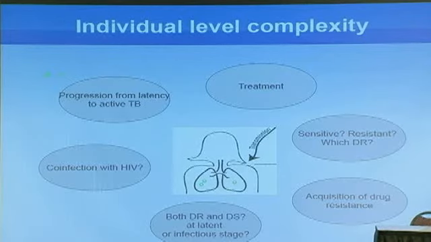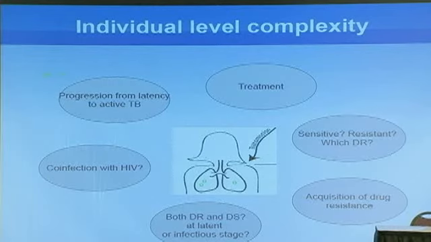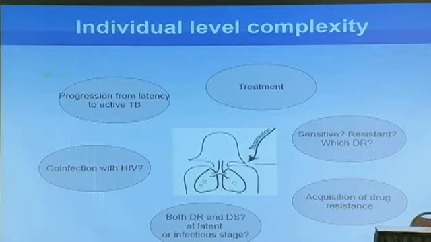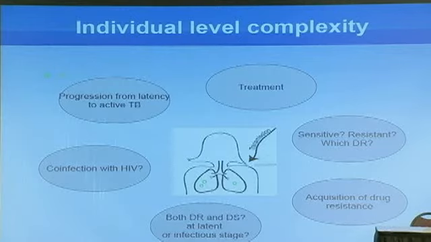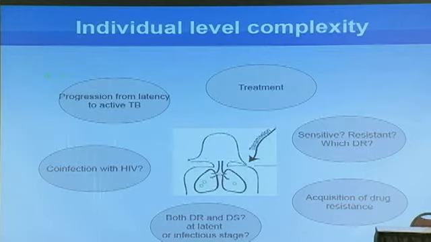So I want to talk a bit about individual level complexities of TB models and also population level complexities. I've just sketched out a few, and this is by no means an exhaustive list of the things that are complicated about TB that are not necessarily as complicated in some other pathogens.